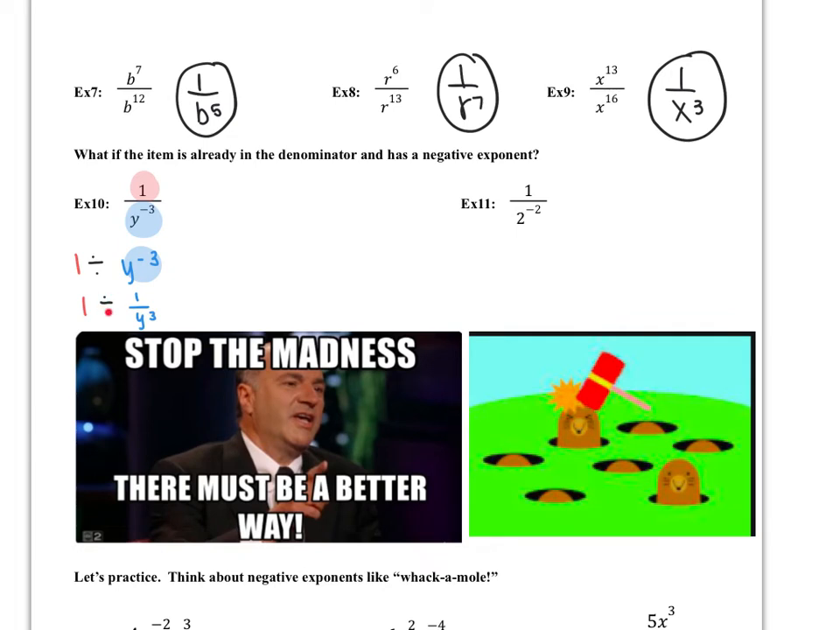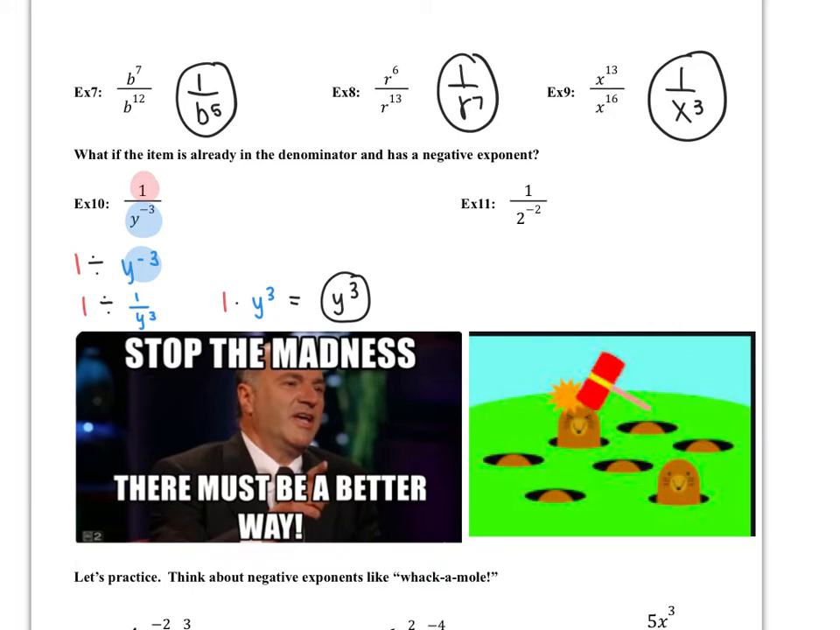I also know that when I divide fractions, I change it to multiplication. So this could become 1 times the reciprocal, which is y to the 3rd, which is going to make my final answer y to the 3rd. Or if I just look back at the original, what I can see is that my exponent, which was negative, was in the denominator, and it ended up in my numerator.